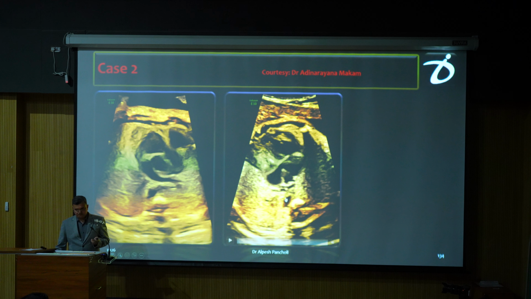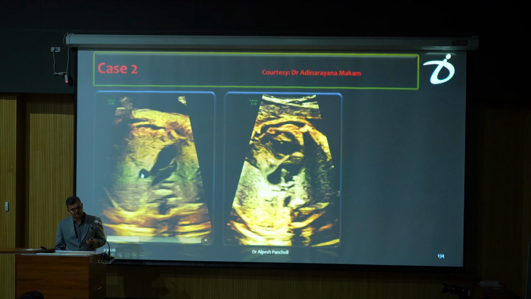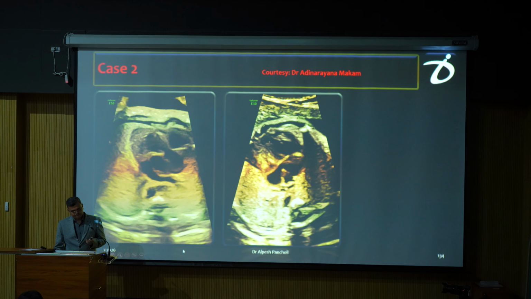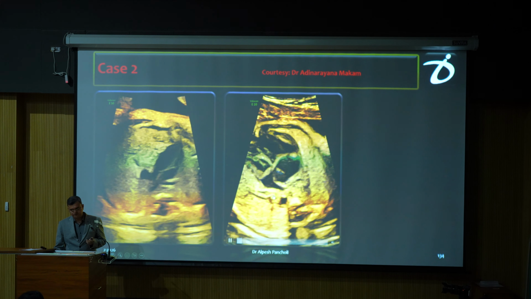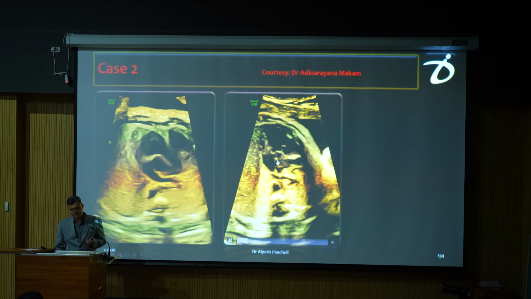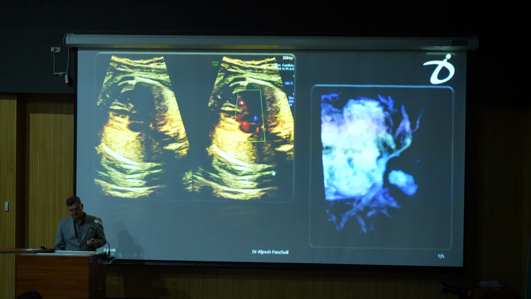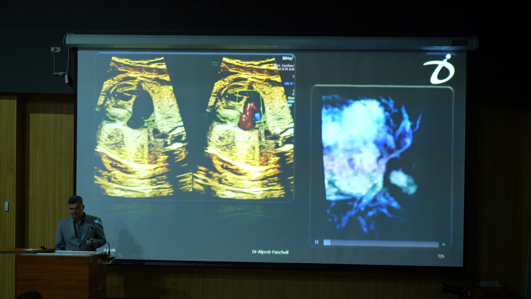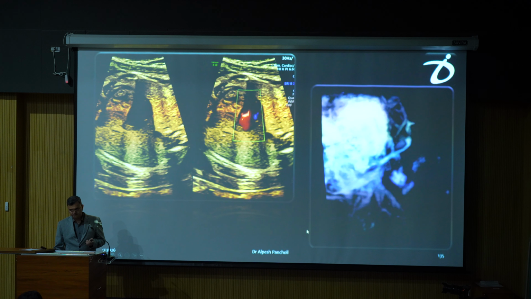This is a case by my guru Dr. Adi sir. Here we can see there is an absence of right SVC. This is the persistent left SVC. And here, if you see the area behind, there is a confluent vein which is draining into the coronary sinus. So this is a case of cardiac TAPVC. Here we can see the confluent vein. This is the area behind the heart, and this is draining into the coronary sinus.